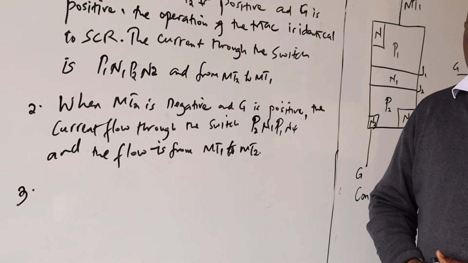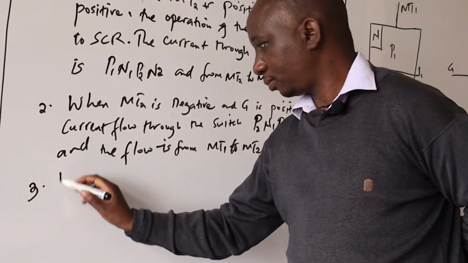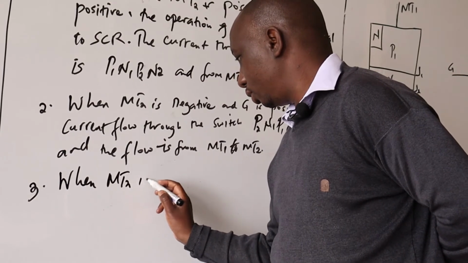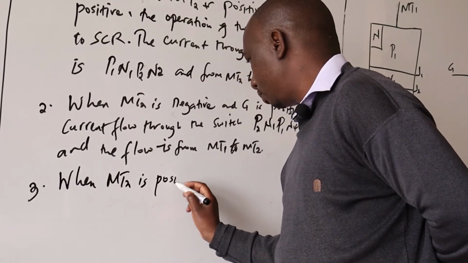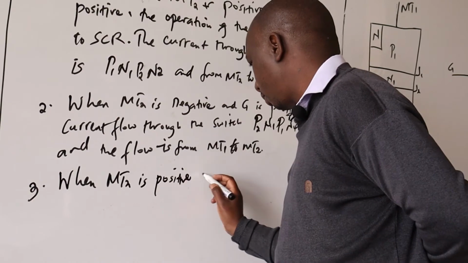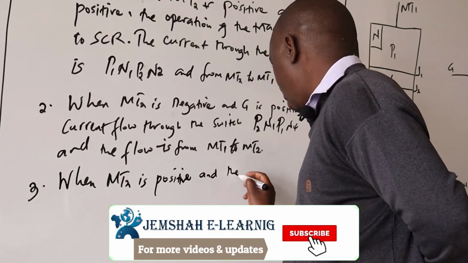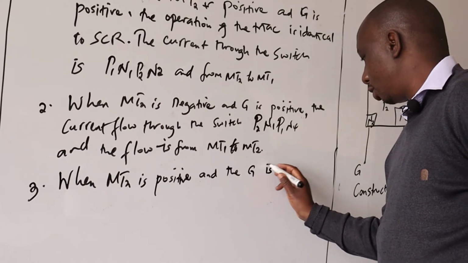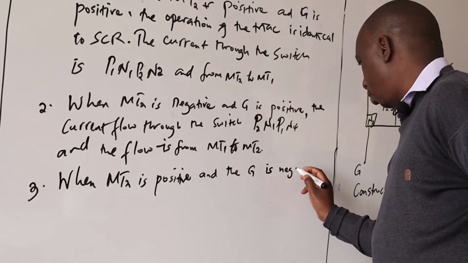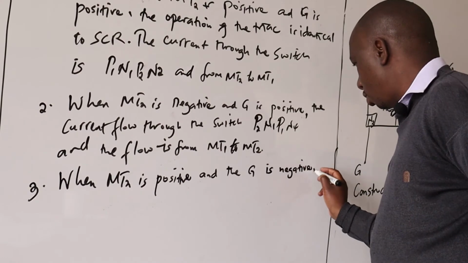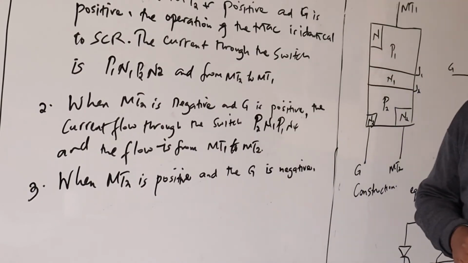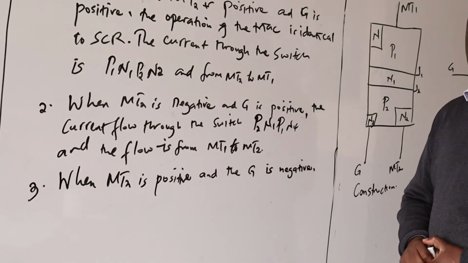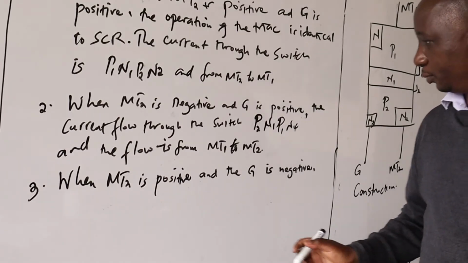and gate G is negative, current flows through the switch P1N1, P2N2.